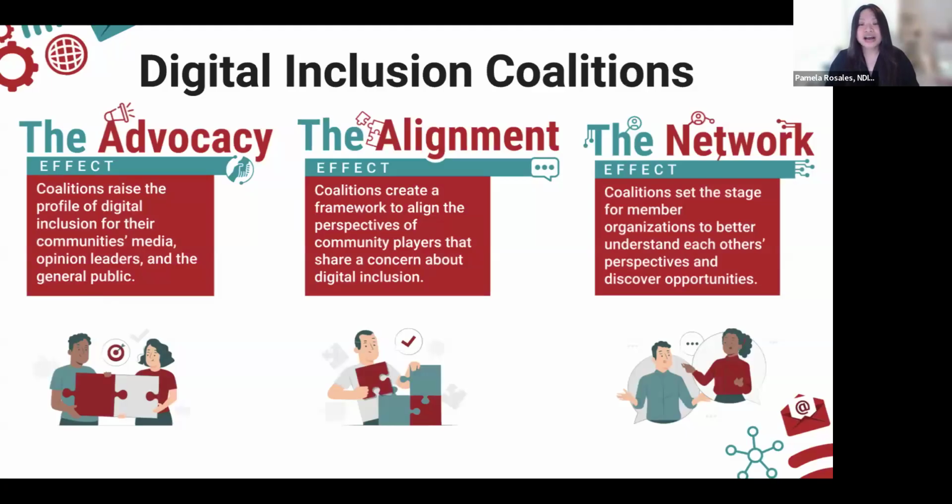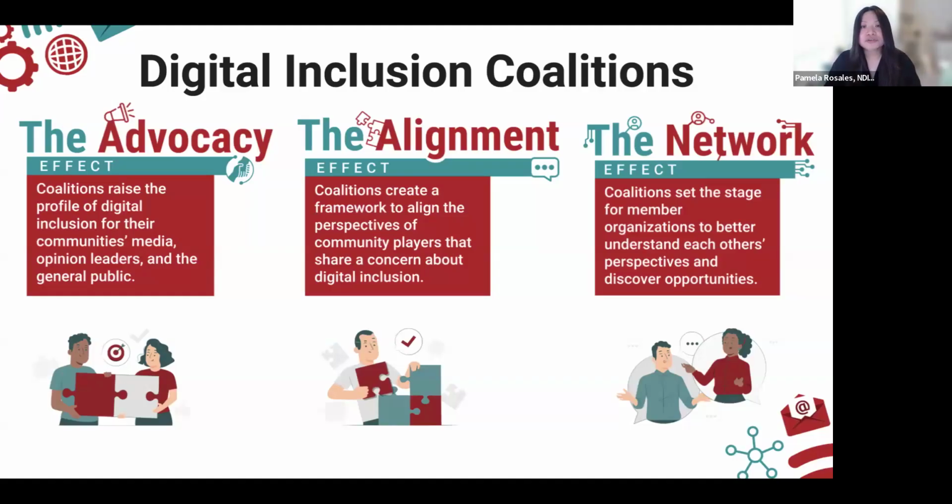All right. So the last thing I will talk about is digital inclusion coalitions. So what are they? They are a collective of community organizations that share the common concern of digital inclusion. And what's great about this is that you are not alone in your work. These digital inclusion coalitions are comprised of local governments, libraries, education institutions, nonprofit community programs, housing authorities, workforce development, sometimes internet service providers, and also social service and civic organizations.